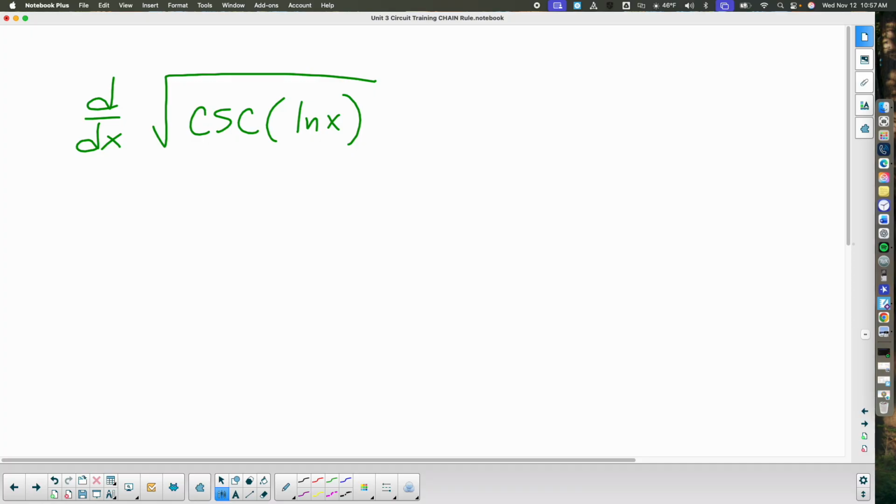If the inside in the bracket is ln x, will this technically then be a triple chain since the derivative of ln x is 1 over x? No, that is the double chain. The cosecant on the inside is the first chain rule. The ln of x on the inside of cosecant is the second chain rule.